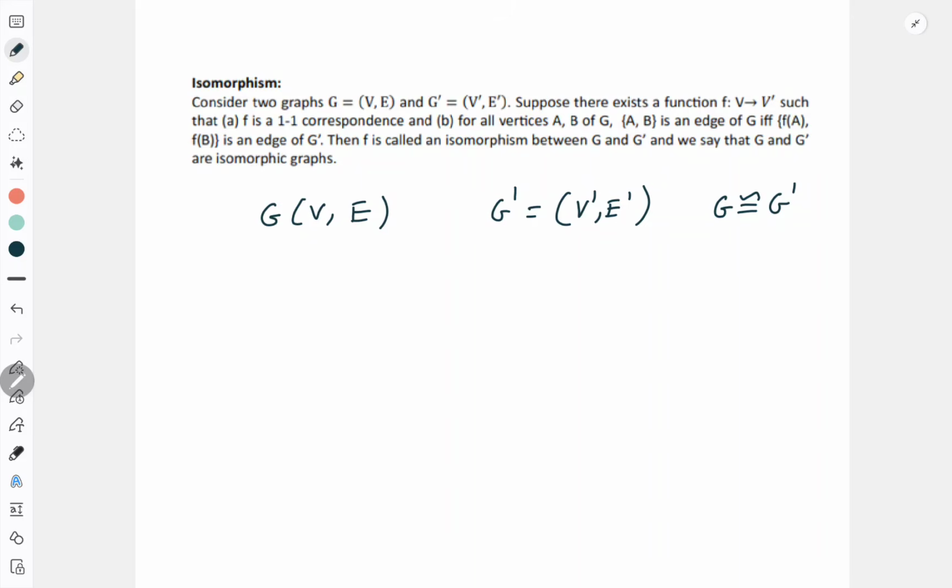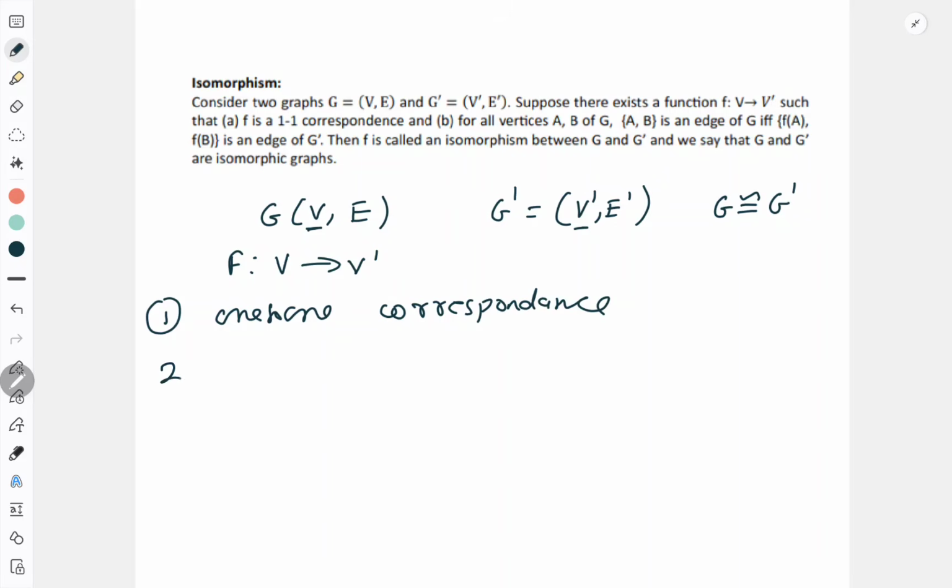If, first thing, there exists a function f from V to V dash, meaning from this vertex set to this vertex set, in such a way that, first thing, it is a 1-1 correspondence. Second, adjacency should be preserved. Now, what is the meaning of this adjacency should be preserved? So, let me explain to you.